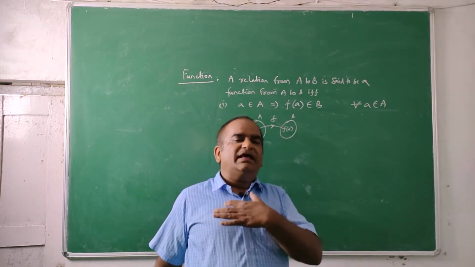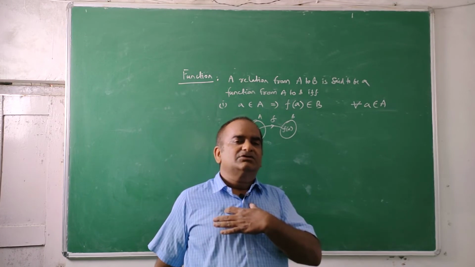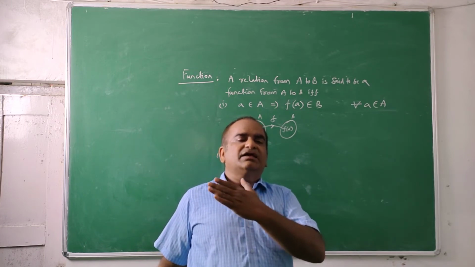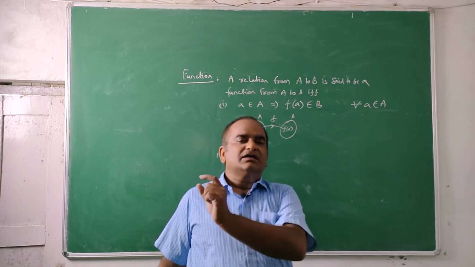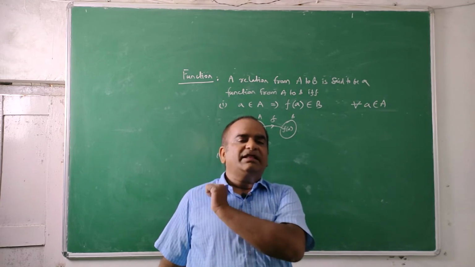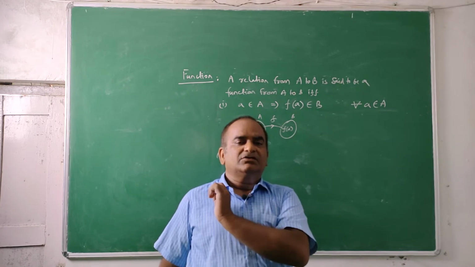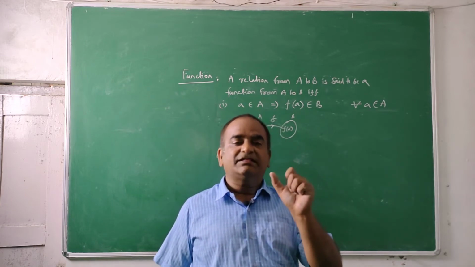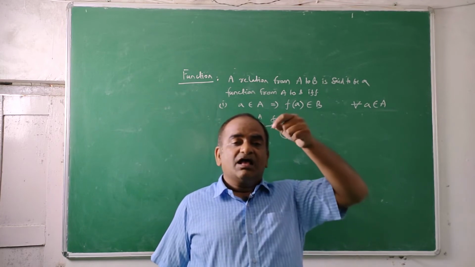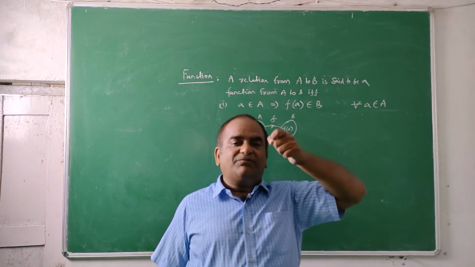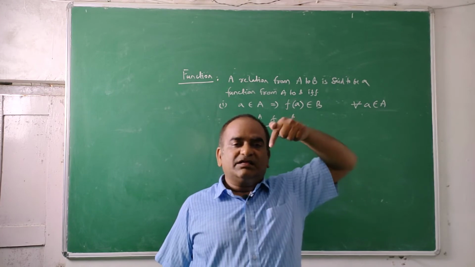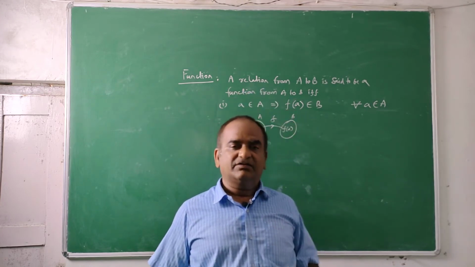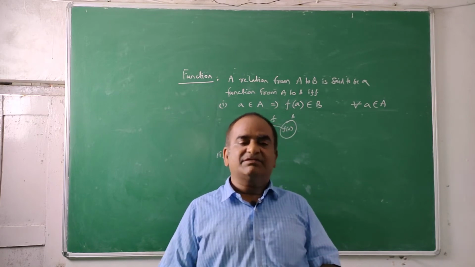no two different elements should be associated with the same element in B. This second point is, for a single element of A, there should not be two associations. This is correct. The second statement which I have given is correct.